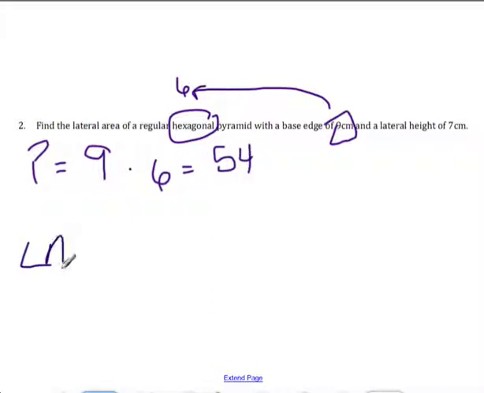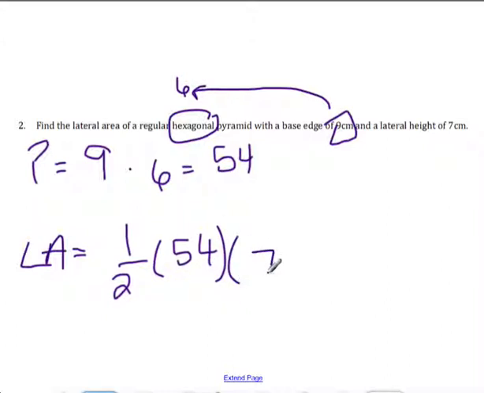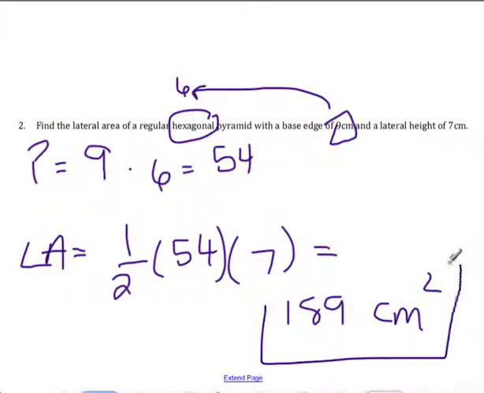So to calculate out the lateral area, we're going to do 1/2 times our perimeter, which is 54, times our slant height, which is given to us as 7. So then again, we can type that into our calculator and multiply it out. We get 189 centimeters squared for our final answer for number 2.